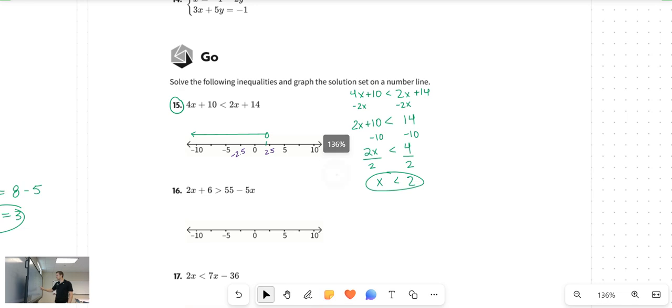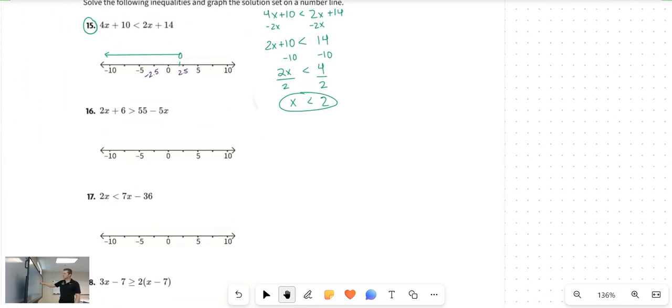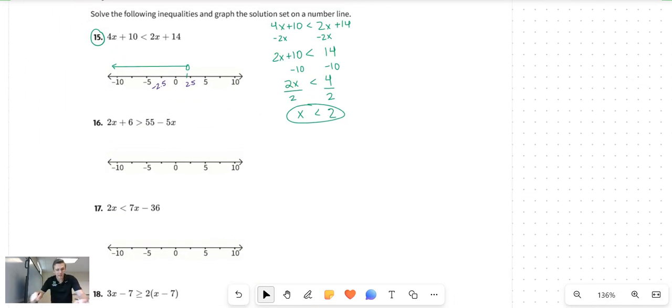And I believe, yep, number 15 is the last assigned problem on this section. I hope this homework was helpful.